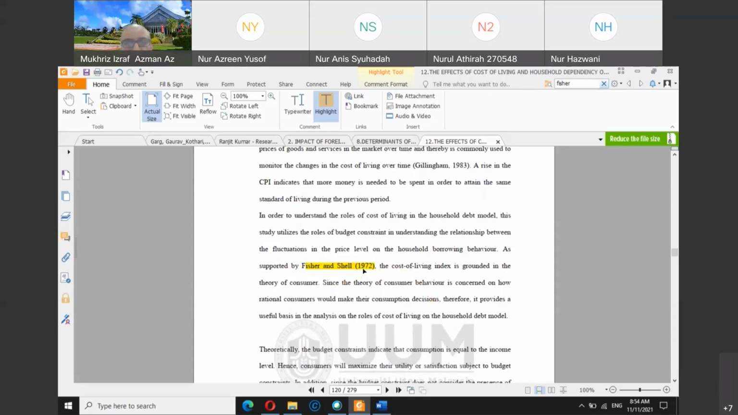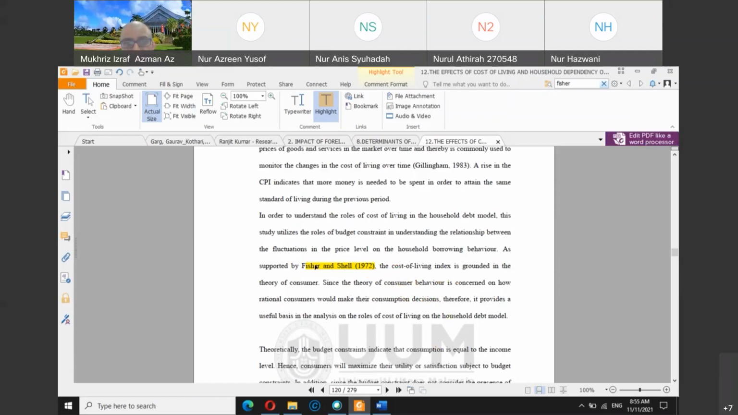In many cases, of course, the best way, especially if you're doing a PhD, is to read the original article. But at your undergraduate level, maybe you don't need to. The ideal way is to read the original article and find where this paragraph comes from, or at least the idea. You cannot copy and paste exactly from Fisher and Shell, because then it will come under plagiarism. You need to rewrite and put it in your own context, as long as the meaning is still the same.